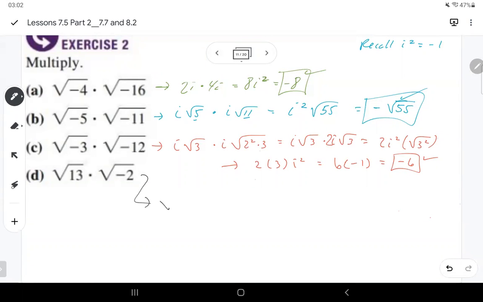So then we have the square root of 13 times i square root of 2, which is just i square root of 26. Okay, and now we need to do some division.